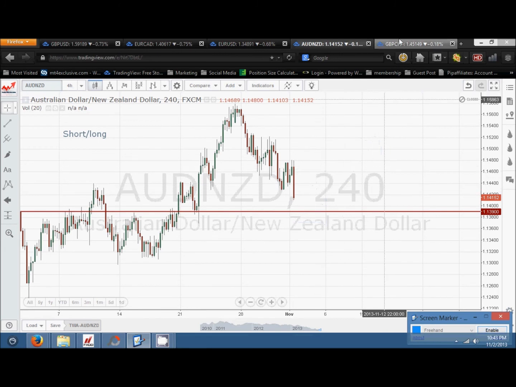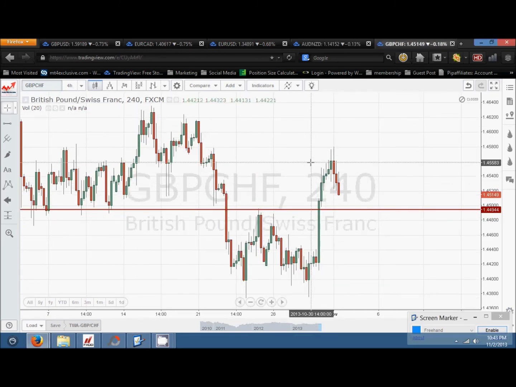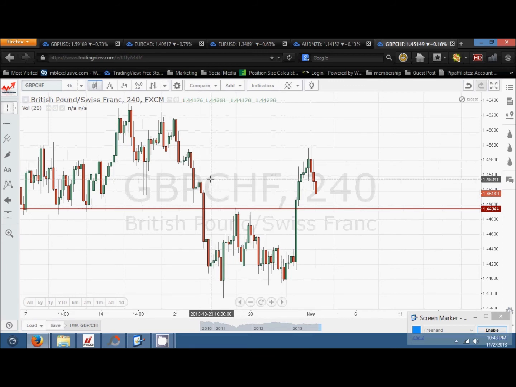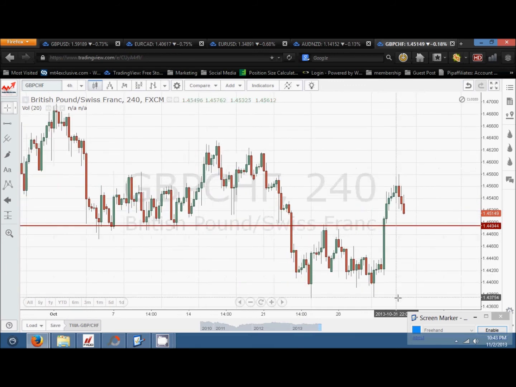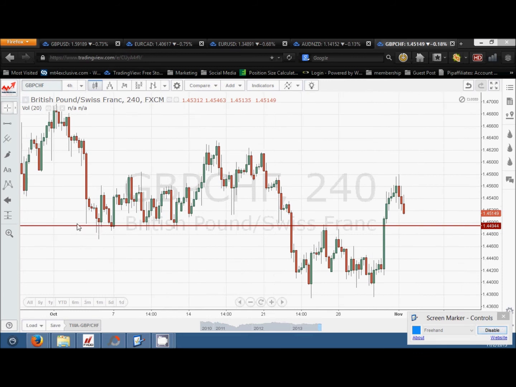So then the last currency pair we're going to be taking a look at is the British pound Swiss franc on the 4-hour chart. Now if you can see right here, I marked this support resistance zone for a couple reasons. We see that right here it acts as a very strong support zone all throughout here, where prices continually touch it and bounce back up.